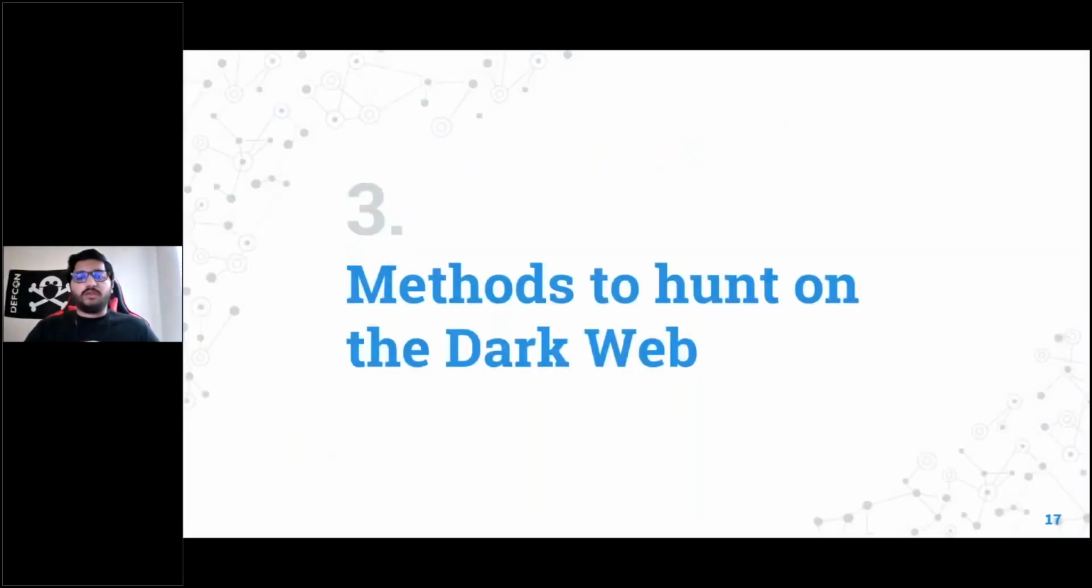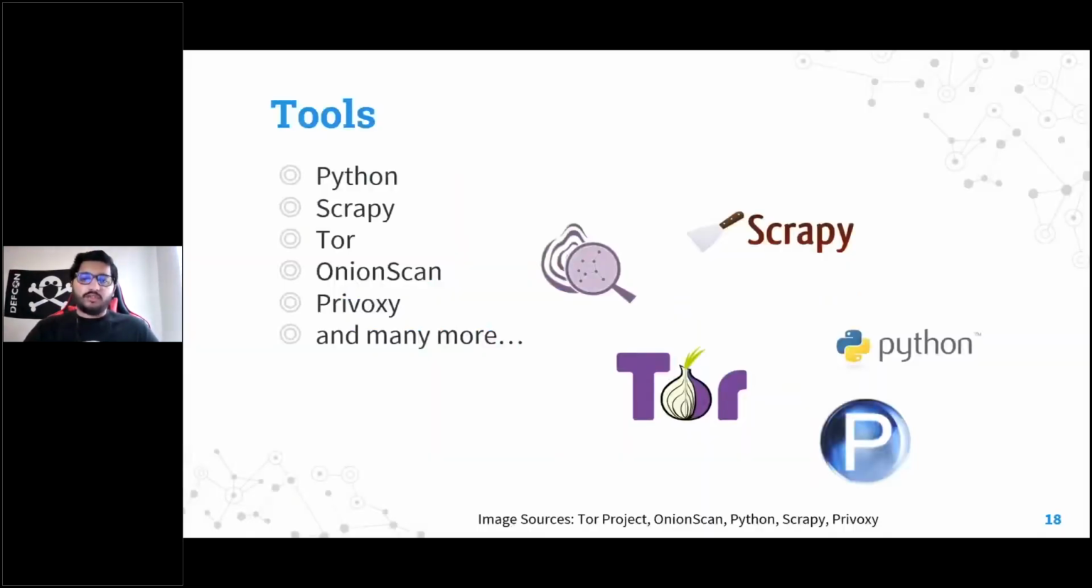So now coming to the methods, what you can do to hunt on the dark web. There are basically two things. One is the human element, and the other is the tool methods. So what tools can you use on the dark web? I will go over some of the tools that I personally use, or that are most widely used in the industry for dark web work. So these are some of the tools. Most of the tools are written in Python, so that's why I wrote Python here.